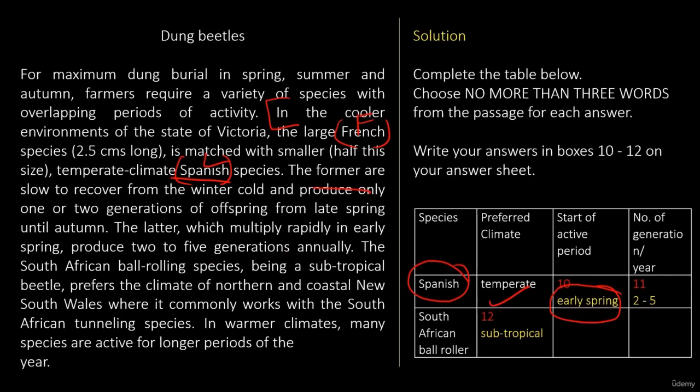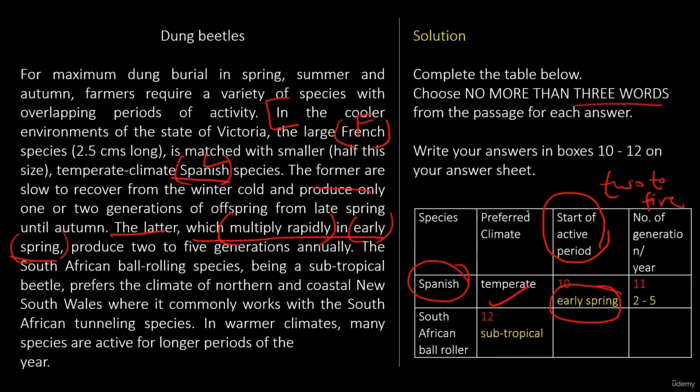Now if you look here, there are 2 answers given so quickly you can miss them. The latter, which is Spanish, which multiply rapidly in early spring. Active period, multiply rapidly. Clear? The synonym they have changed. I mean, they have changed some words to distract you. When do they multiply? When do they have an active period? Early spring. And there we have the answer. Second one, produce 2 to 5 generations. Now you can write it like this. You can write 2 to 5. The answer is still correct because we have 3 words. No more than 3 words.